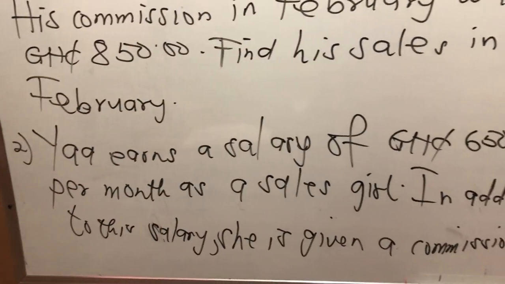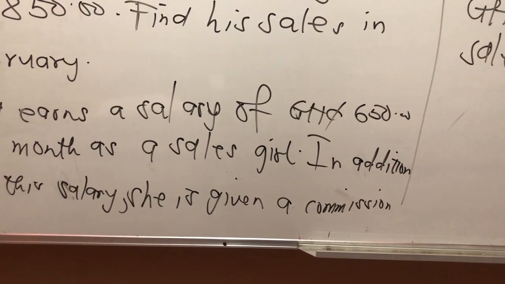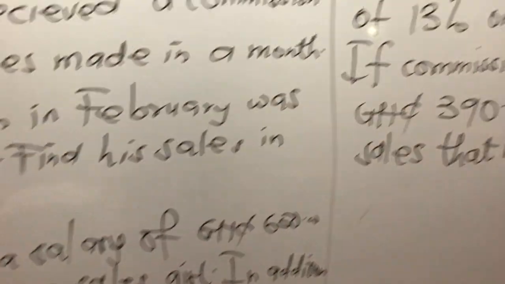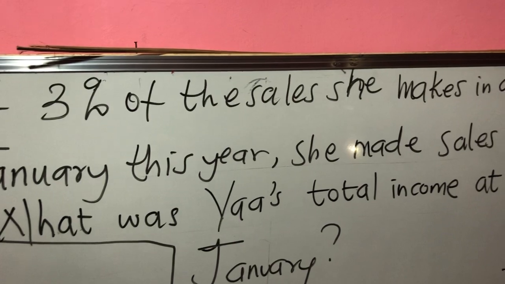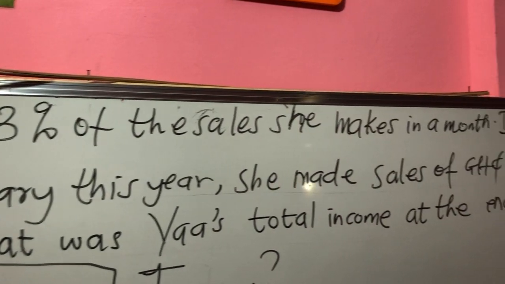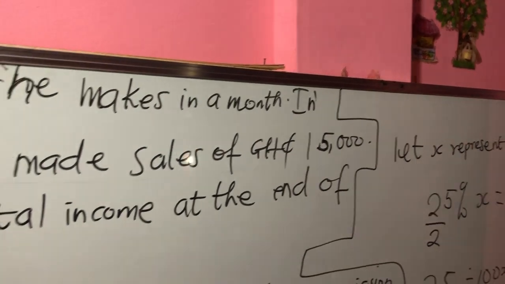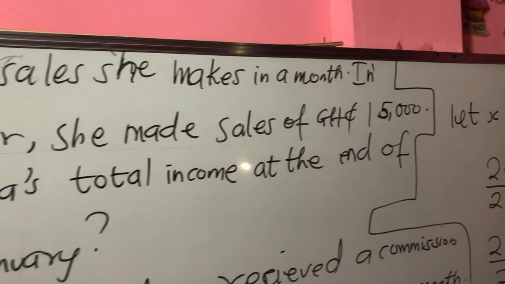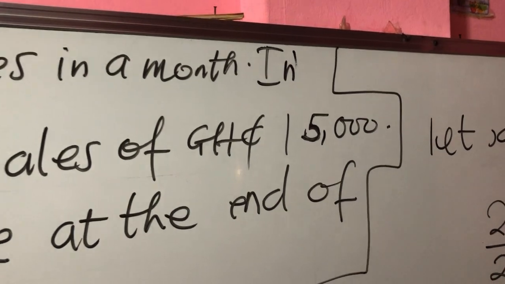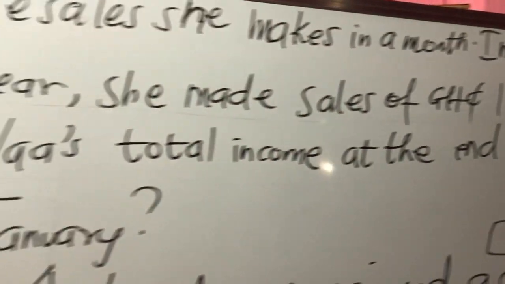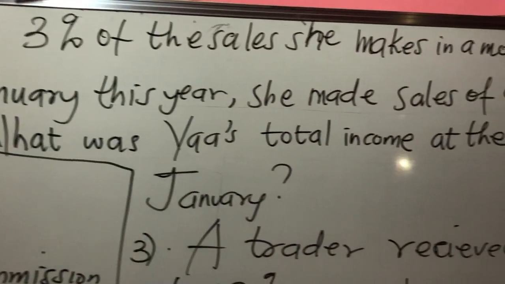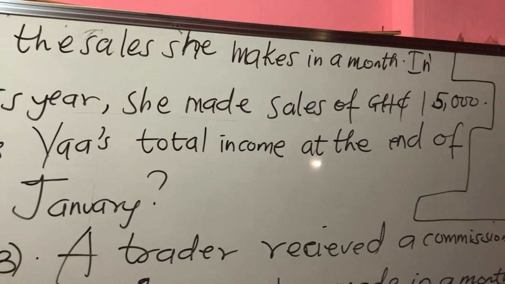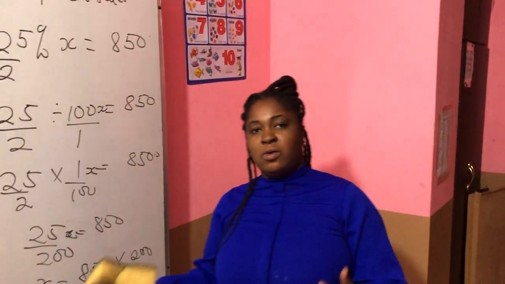Yah earns a salary of 650 per month as a sales girl. In addition to the salary, she is given a commission of 3% on the sales she makes in a month. In January this year, she made sales of 15,000 Ghana cedis. What was Yah's total income at the end of January? Now, what do you realize with this question?